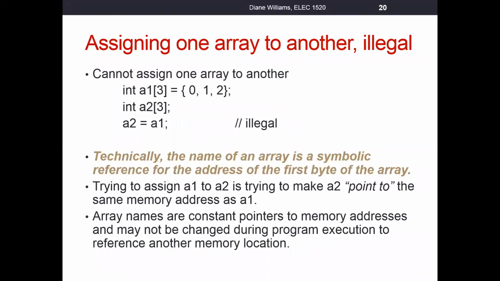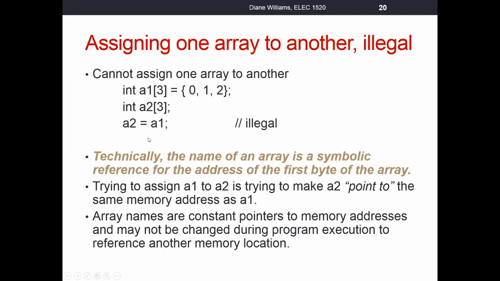Now here's something we can't do, though you might be tempted to. You can't assign one array to another. So here we have an array named A1. It's of size 3, and we initialized it. Now we're declaring another array named A2 of the same size. You cannot say, let's assign A1 to A2. That doesn't work. It would be nice if it did that and copied the data for us, but that doesn't happen.